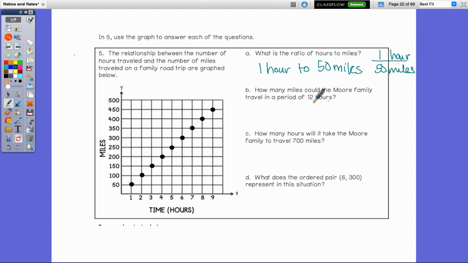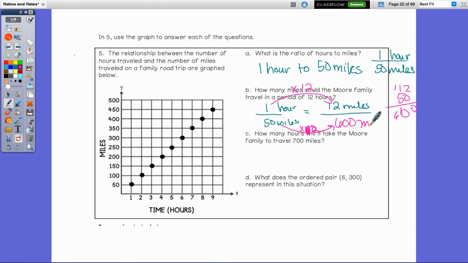How many miles could the Moore family travel in a period of 12 hours? Look, I don't know, right? Because it's not on my graph. But I can take this model and I can figure it out. It's asking me 12 hours. I don't know. Well, what do I do to 1 to get to 12? You're going to multiply by 12. Whatever I do to the top, I do to the bottom. Oops, sorry. Why am I writing 50? 12. 50 times 12 is 600 miles.